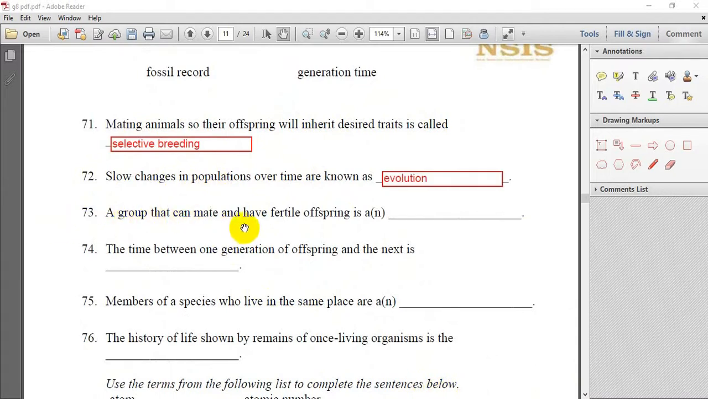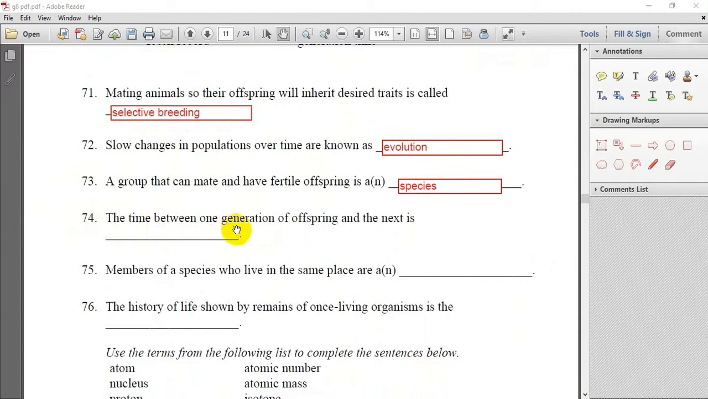73. A group that can mate and have fertile offspring. The group of organisms that are the same kind and they can reproduce. This is called species. The time between one generation of offspring and the next generation. This is called generation time.